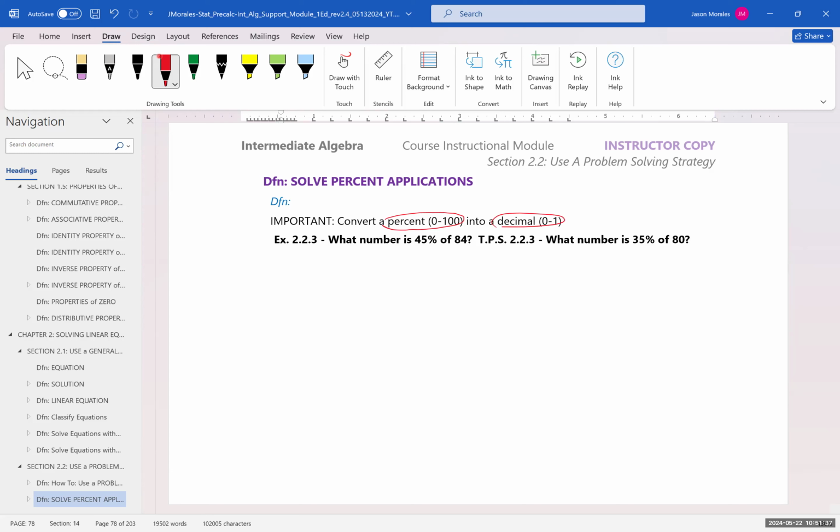So let's look at this first example. This first example said, what number is 45% of 84? Again, it says what number. This is an unknown, so we can represent that with a variable. The word "is" is a keyword for equals. And then we've got 45%. So we see here that some number will be equal to 45% of 84.